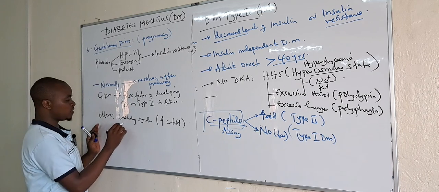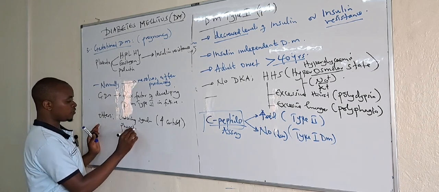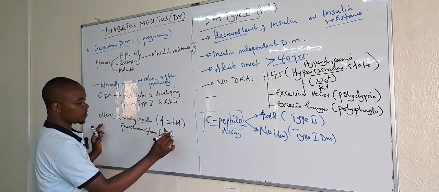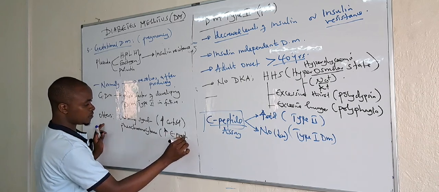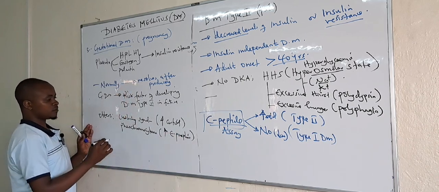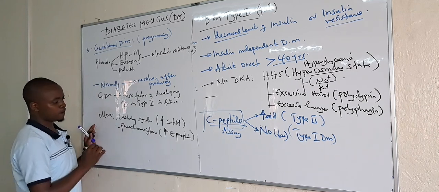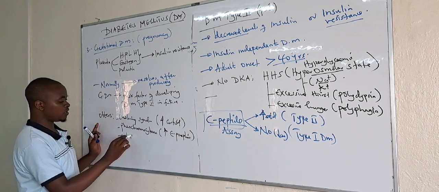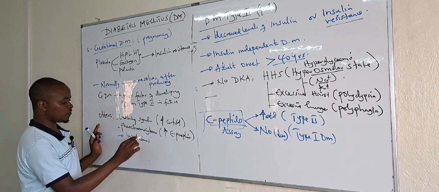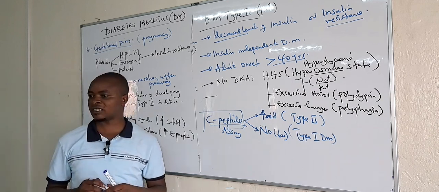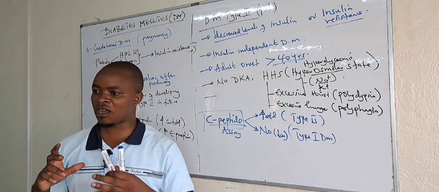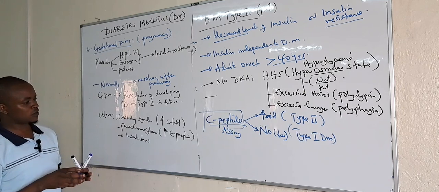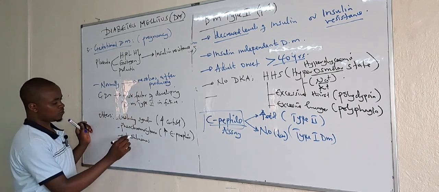Then we can have another condition called pheochromocytoma, whereby there is increased production of epinephrine and norepinephrine. These are the major hormones involved in causing it. Then even people with insulinomas can have another type of diabetes. Insulinomas are tumor cells secreting insulin. You find tumor cells in the pancreas which are producing insulin. So insulinomas can do that.